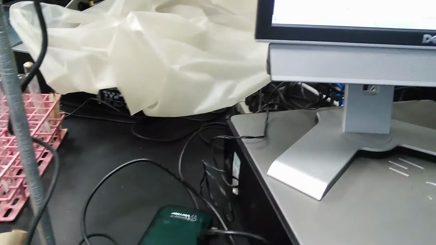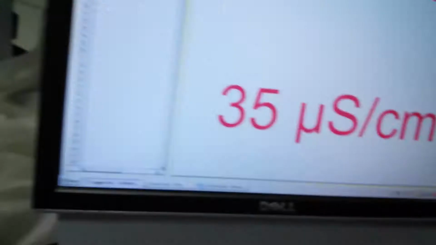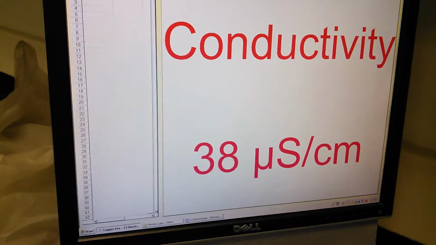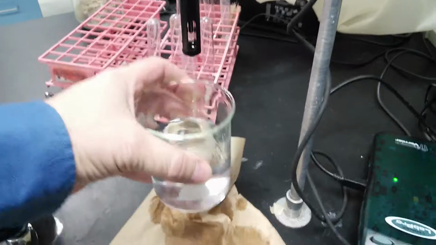Here we have some H3BO3. And we have that on there. And that has pretty low conductivity rating. I think that's the lowest one we've seen yet. Okay. And take our distilled water, clean off our probe.